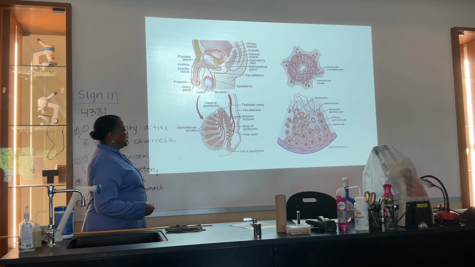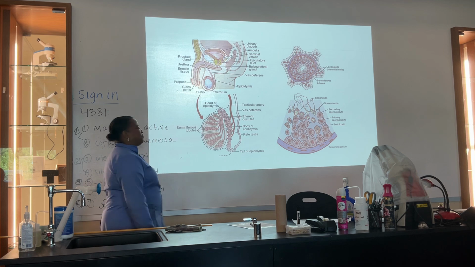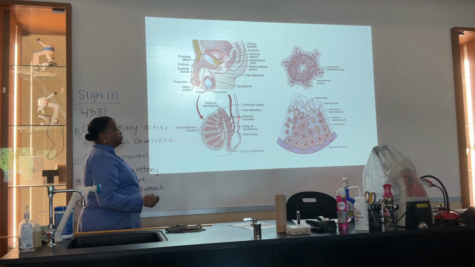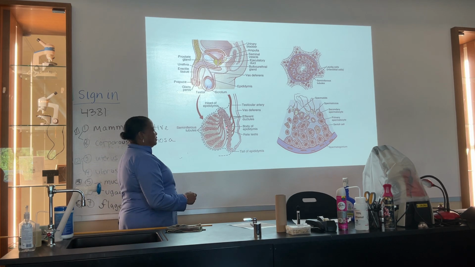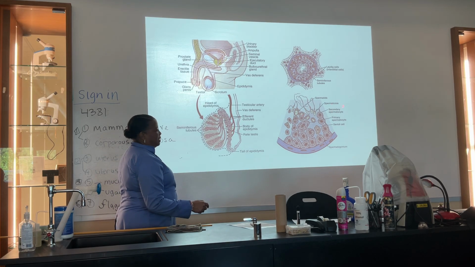If a man is producing sperm and he does not have emission, he does not have an orgasm, he does not have an ejaculate, then those sperm that are produced get resorbed by macrophages here. And so that is where that happens for storage and maturation of the spermatozoa.